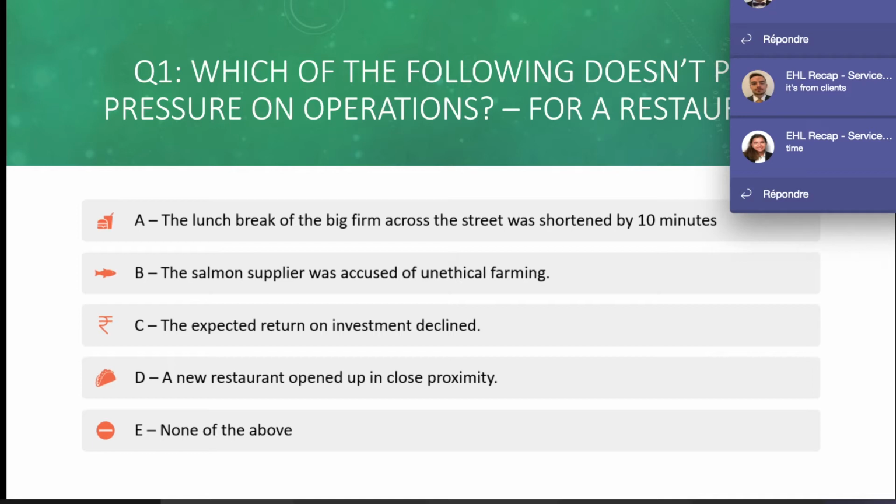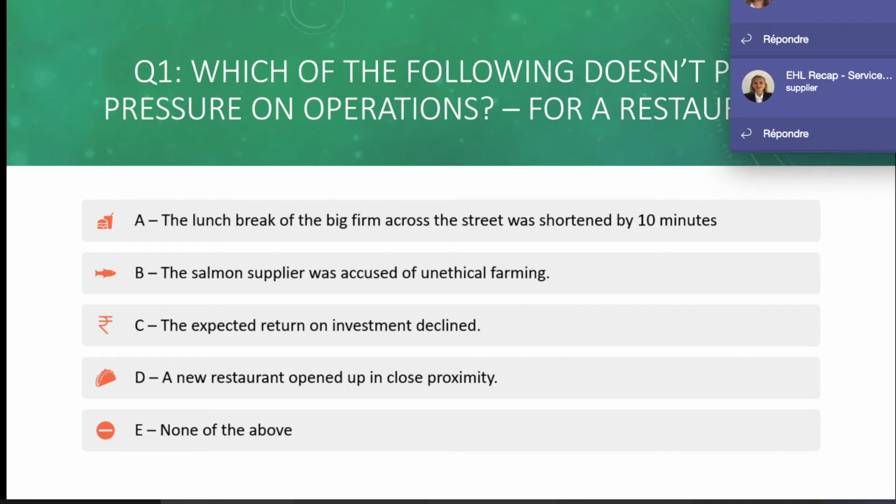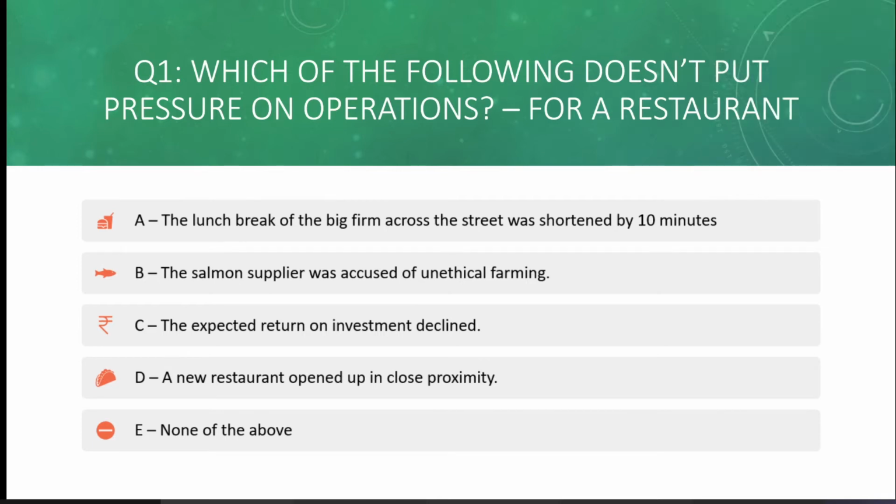Next, the salmon supplier, what kind of a pressure would that be? Yes, Carmen, that would be a supplier, exactly. That would be from the supplier, but also specifically, this would be from public organizations that concern specifically corporate social responsibility. They will put pressure on you to stop interacting with that supplier.